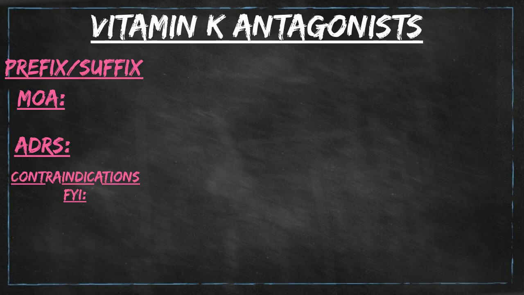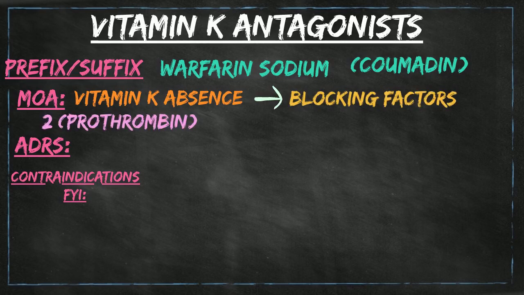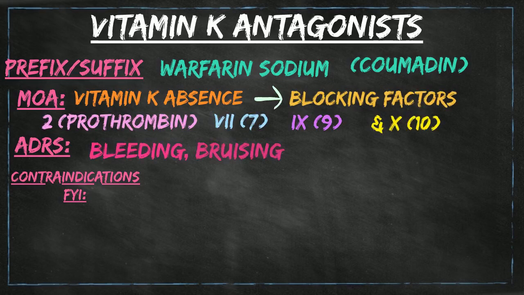The prototype drug for vitamin K antagonists is warfarin sodium, otherwise known as Coumadin. As we just discussed, absence of vitamin K inhibits activation of factors 2, 7, 9, and 10, which prevents formation of a fibrin clot. Adverse effects include excessive bleeding and bruising.